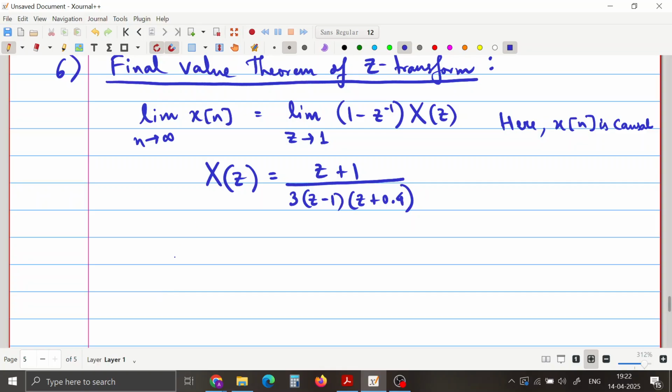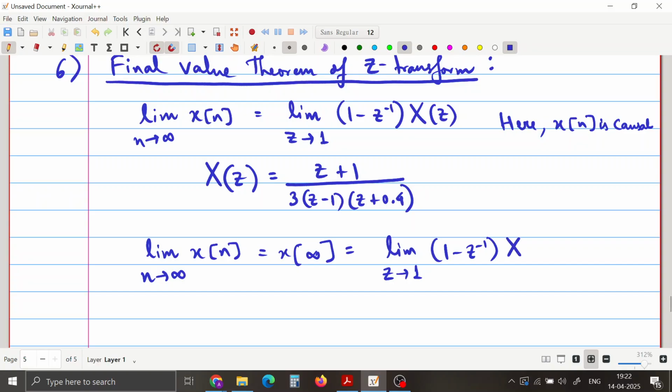So let us now evaluate the final value, which is the limit as n tends to infinity of x of n, which is actually x of infinity, given by the limit as z tends to 1 of (1 minus z inverse) into x of z. That is nothing but the limit as z tends to 1 of (1 minus z inverse) into the given z transform.